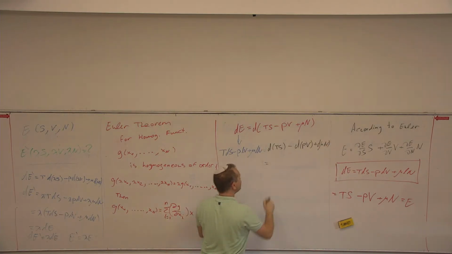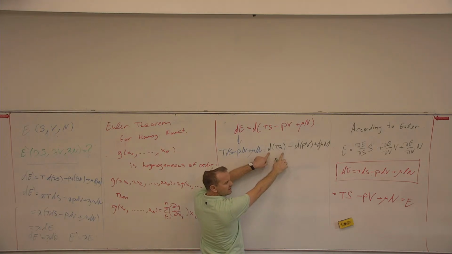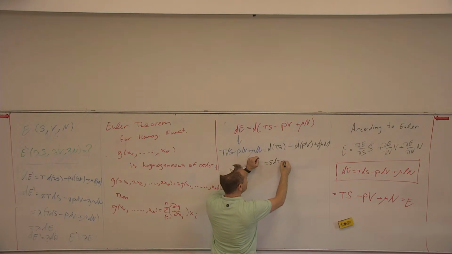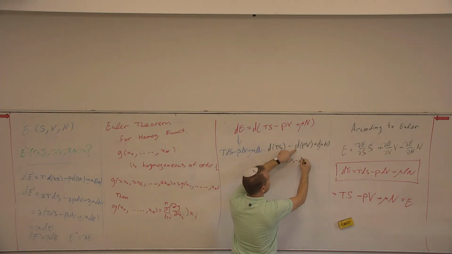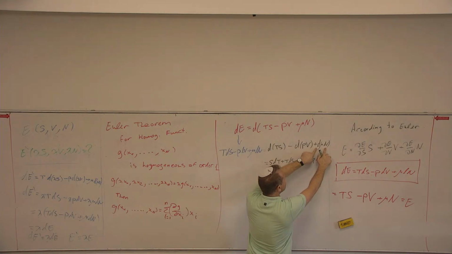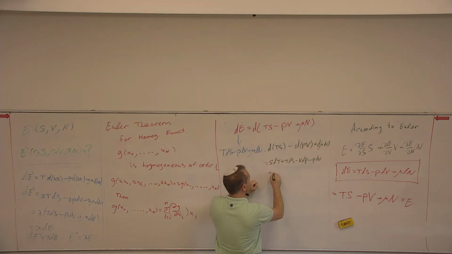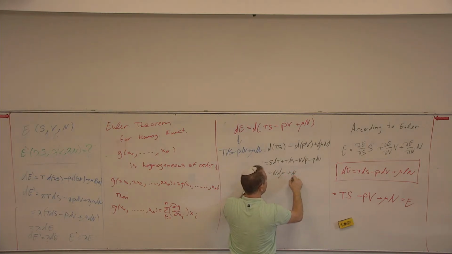So let's open up all the parentheses. So d(TS), it's again this game, the differential of a product of two functions: S dT plus T dS. Then minus V dP minus P dV. And the last one is plus N dmu plus mu dN.